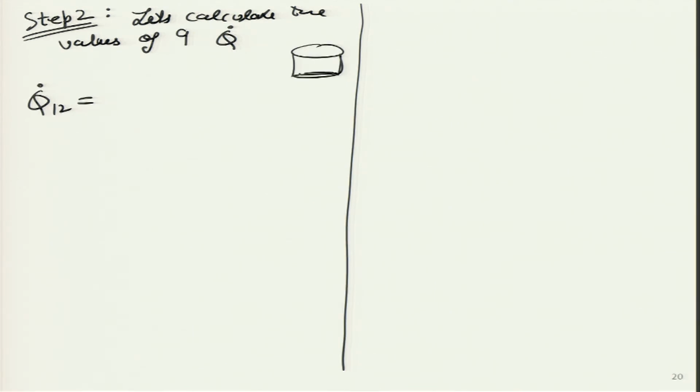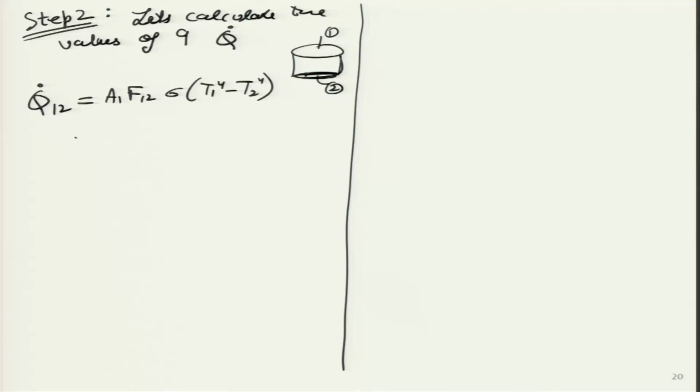You remember this was over here, surface 1 on top, surface 2 on bottom. All of them are black bodies. So, what was the expression over here? A1 F12 sigma (T1 to the power 4 minus T2 to the power 4). Now, we know all the view factors, we know all the areas, I know the value of sigma which is a constant, I know T1, T2, I can immediately get it. It is the most simple problem.